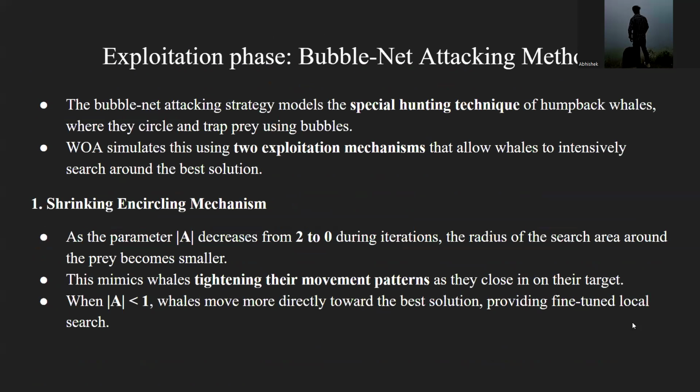Next slide. The first exploitation mechanism is shrinking encircling. As iterations progress, the value of A gradually decreases, which effectively reduces the radius of the encircling motion. This represents whales tightening their movement around the prey, indicating that the algorithm is honing in on the optimal solution. This mechanism is crucial during the later stages of optimization because it lets the algorithm refine the existing best solution with higher accuracy. Now, my friend Akshaya will continue.